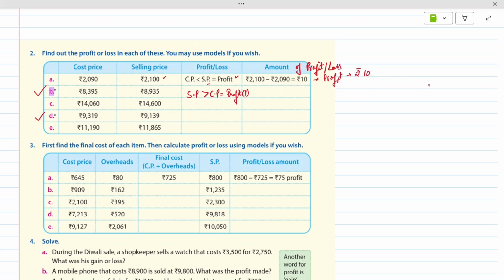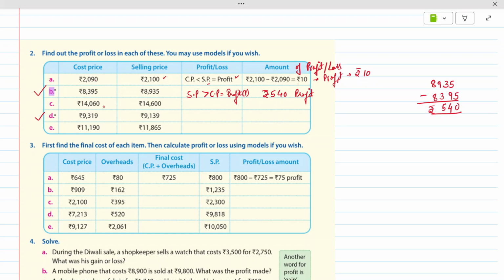Okay, and then the amount of profit by subtracting these two. So what we have to do is, I'm doing it here, 8935, and we have to subtract 8395 here. Okay, so it will be 0, 4, 5. It will be rupees 540. You have to find the difference. We can write it here and we will get rupees 540. So this is the amount of profit in this scenario. C part and E part you will do yourself. I am picking the D part.